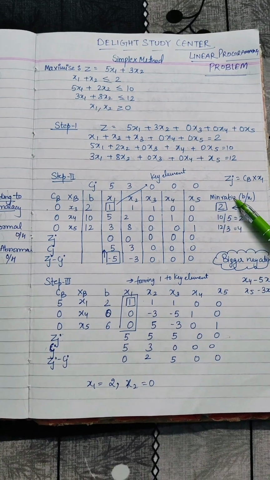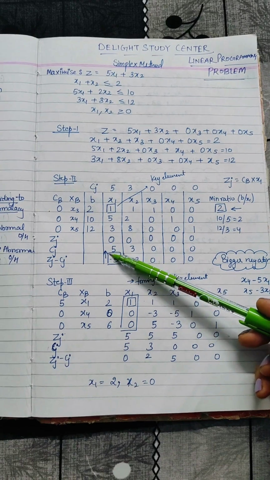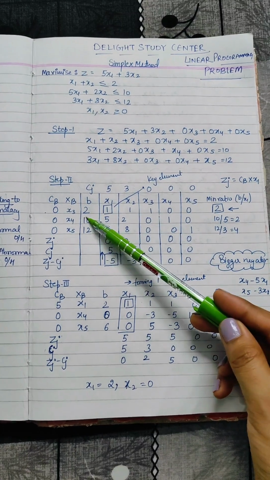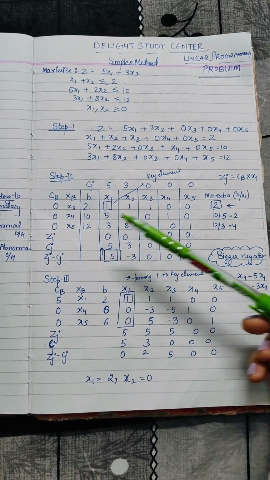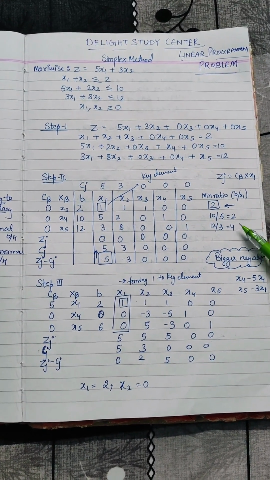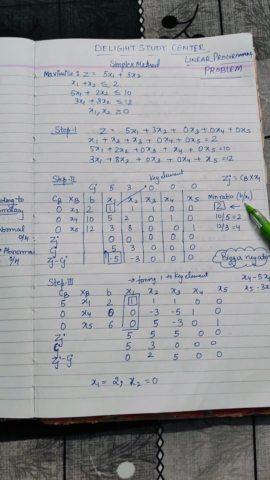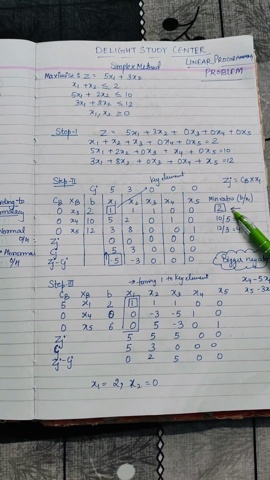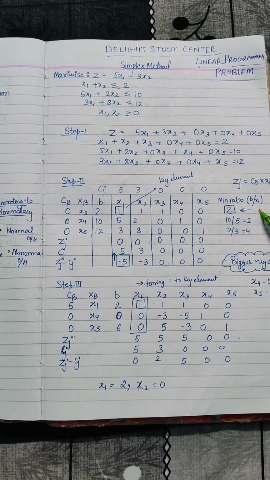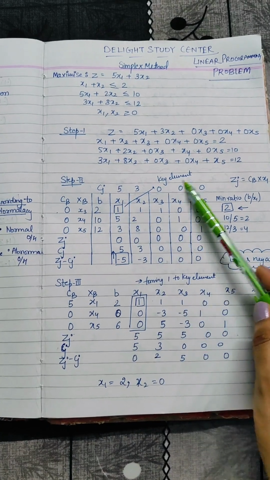Then we have to find the minimum ratio for the entry column; x1 is our entry column. We divide b by x1. So 2 by 1 is 2, 10 by 5 is 2, 12 by 3 is 4. From these numbers we calculate the minimum ratio. The minimum is 2 and 2 as well, so it's your decision which one you want to select. Suppose we select the first element, 2; this is the exit element. This is the entry element, this is the exit element, and the intersection of both will be the key element.